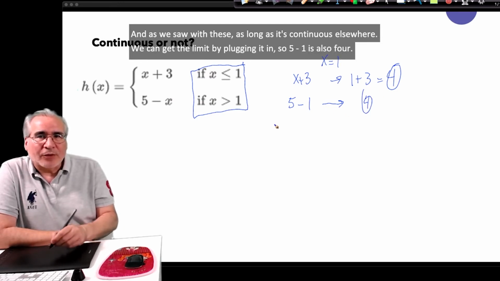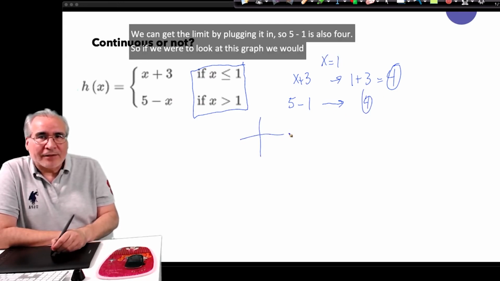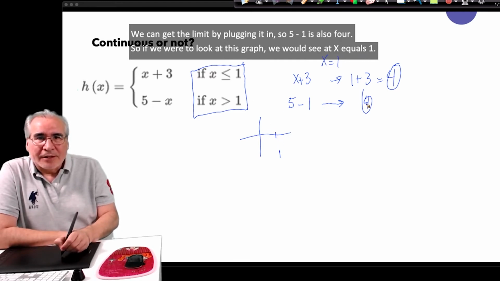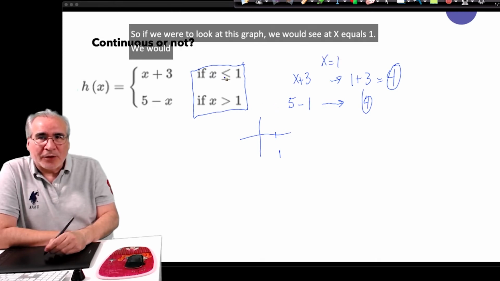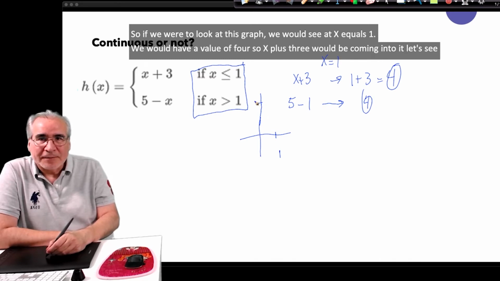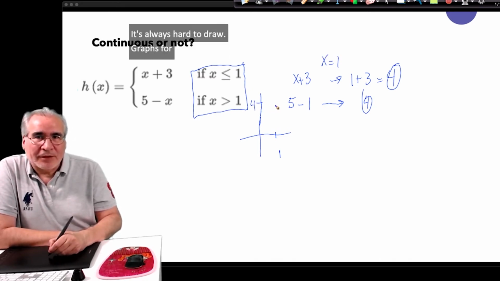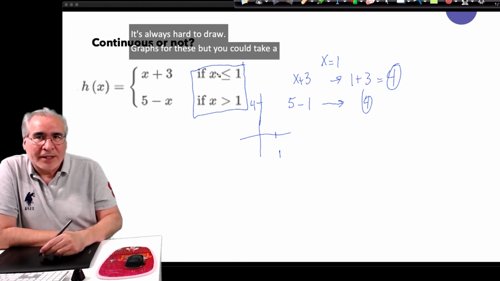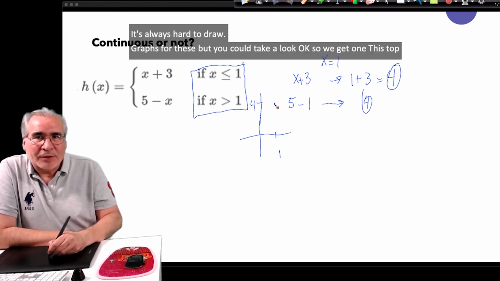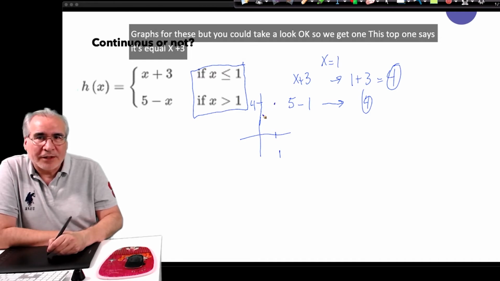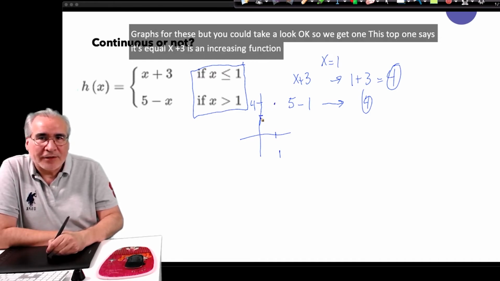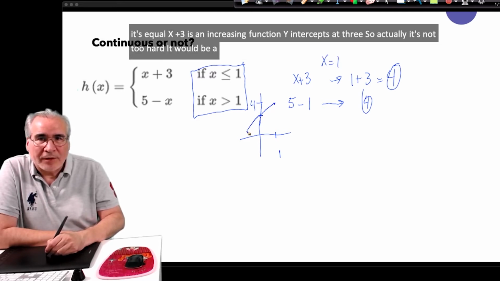So if we were to look at this graph, we would see at x equals 1, we would have a value of 4. So x plus 3 would be coming into it. It's always hard to draw graphs for these, but you could take a look. Okay, so we get 1. This top one says it's actually equal. X plus 3 is an increasing function. Y-intercept's at 3, so actually it's not too hard. It would be a line going like this.